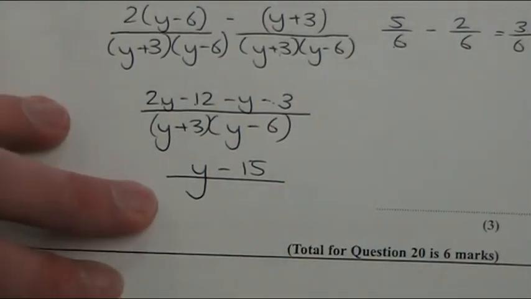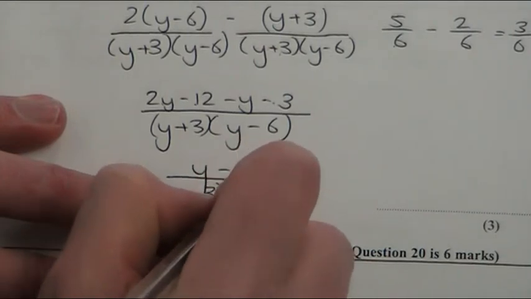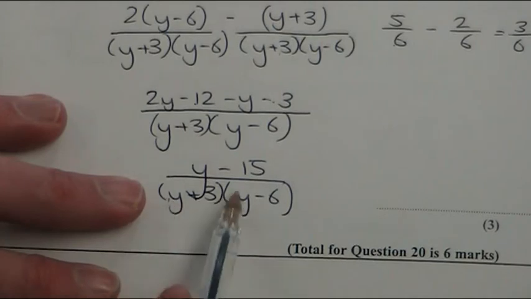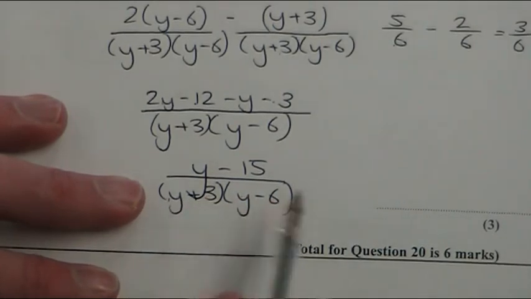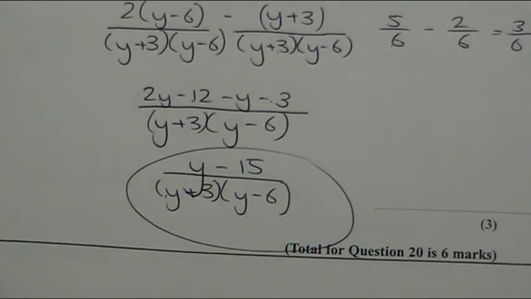And it's up to you now what you do with this. I'm just going to leave it like this. It's absolutely fine. Or you could expand it to get y squared minus 3y minus 18 on the bottom. There we go. That's your answer for 3 marks. It's a tough question.